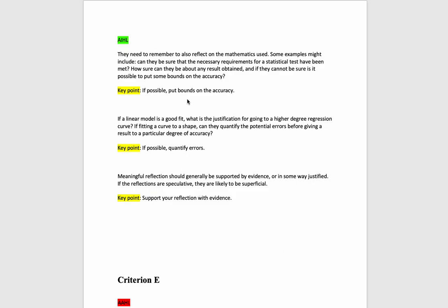AIHL, if possible, put bounds on the accuracy. So same thing. Imagine you get the area of the Jumeirah Beach Hotel, and let's say, for argument's sake, it's 1,000 meters squared. That's your result. But how confident are you? Imagine you could say, well, it's definitely less than, and then you find a bound somehow. It's definitely less than 1,200, and it's definitely more than 800 or something like that. If possible, quantify errors. So yeah, if you've got errors, quantify them, which means give them a value. How big is the error?